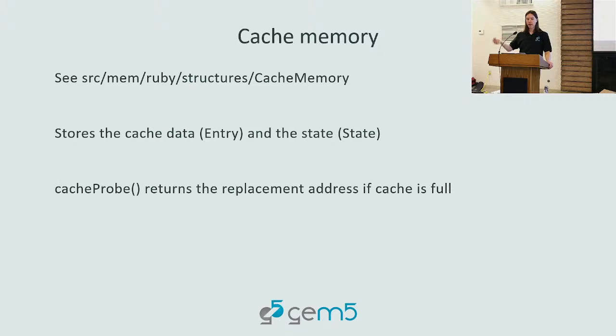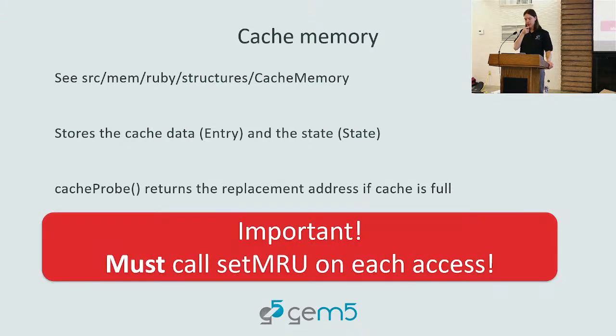You also have this function called cache probe, which uses the replacement policy to determine what should be replaced. So if you have a request and you need to make an entry in the cache, you can ask the cache what entry should I be evicting, and then trigger an event based on that. Important, and easy to forget: you need to make sure that you're communicating to the cache memory what's been accessed. There's a special function called setMRU, to set the entry as being most recently used. You need to call this correctly.